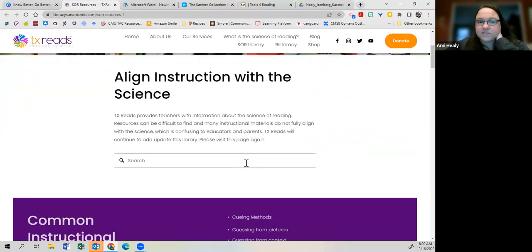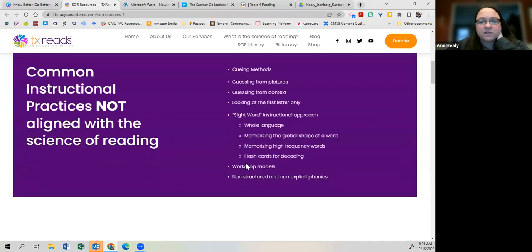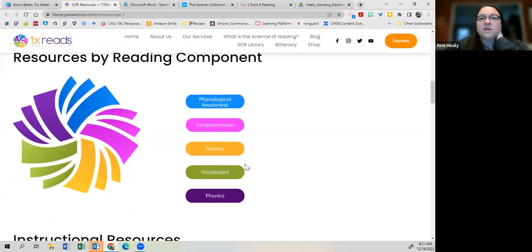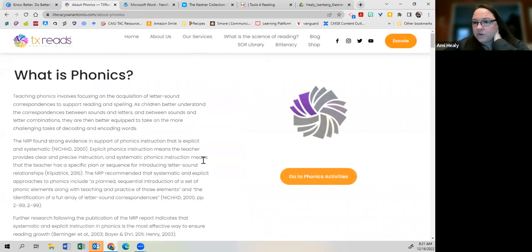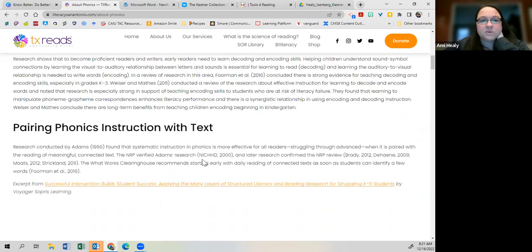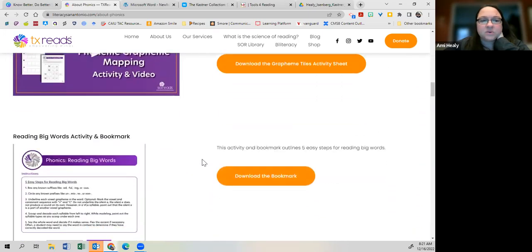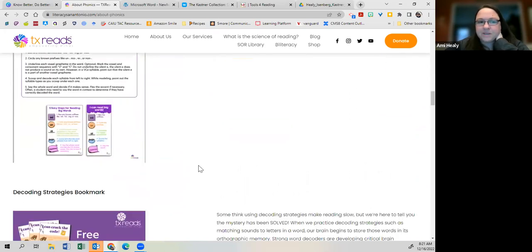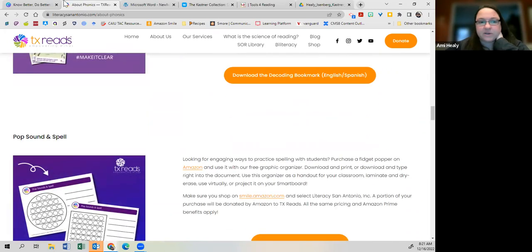This is from Texas Reads, and they also have a lot of really good resources on their site. If you scroll down a little bit, right there, there's the components of reading. So you can click on those, and that'll take you to a lot of other resources, depending on what you're looking for. Within phonics or vocabulary, we can see posters, things we can do for vocabulary instruction, and some templates. A lot of really good stuff that they have.